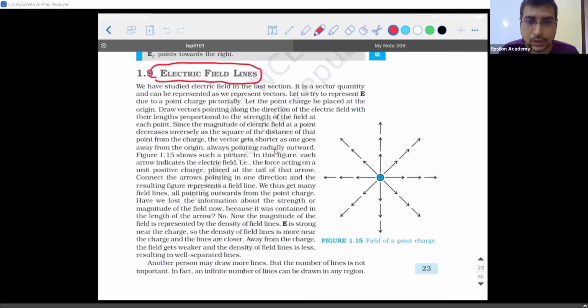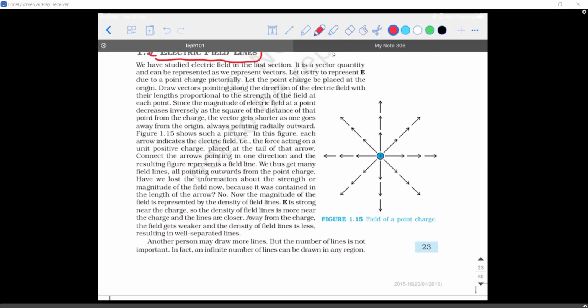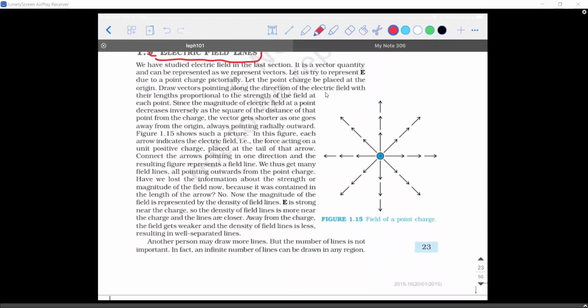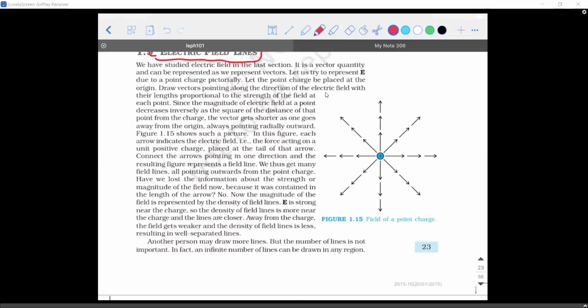Okay. So can someone tell me what you mean by an electric field line? Sir, the lines representing the electric field. Imaginary lines which represent the direction of the electric field. They are something similar to magnetic field lines, right?